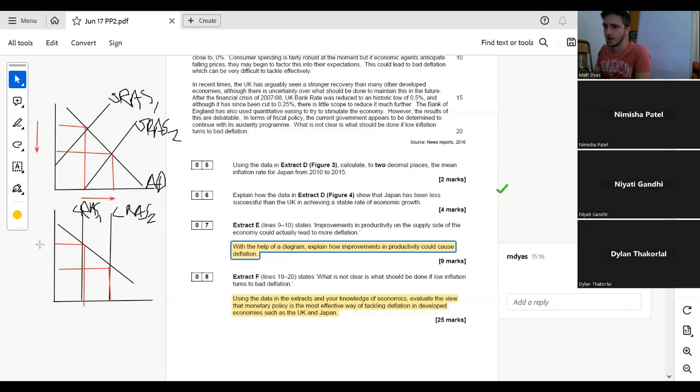It's asking us what would cause deflation. Both of these would cause deflation. If it was asking us how this links to economic growth, both of them would cause economic growth. So both of these are valid. Typically, productivity is associated more with the second one.